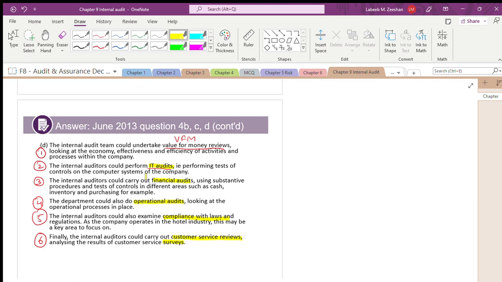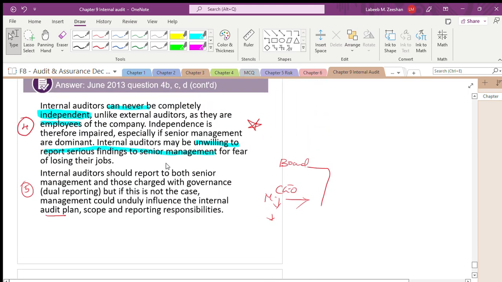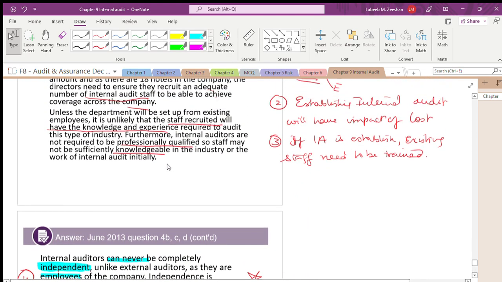Remember this. The first one they will do is value for money audit. The second one they do IT audit. The third one they will do financial audit. Fourth one they will do operational audit. The fifth one they will do compliance audit. And the sixth one they will take the feedbacks. Is it right? They will do the surveys. This much is there in this lecture. Understand the point? One question will be there. Okay? Be very specific. Is it right?